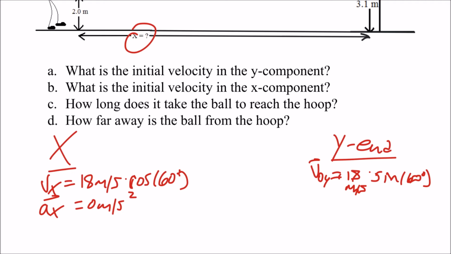So time to move over to the y-axis again. We know that the acceleration in the y-axis is equal to negative 9.81 meters per second squared. We know delta y, okay, that means final minus initial, right? Its final position is 3.1 meters above the ground. Its initial position was 2.0 meters above the ground, which means that delta y is equal to positive 1.1 meters.